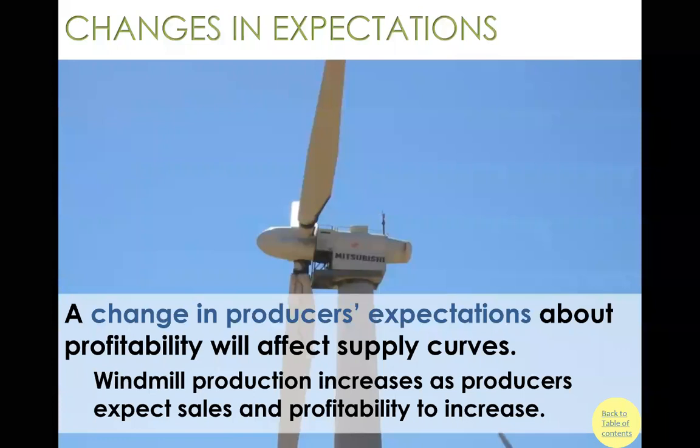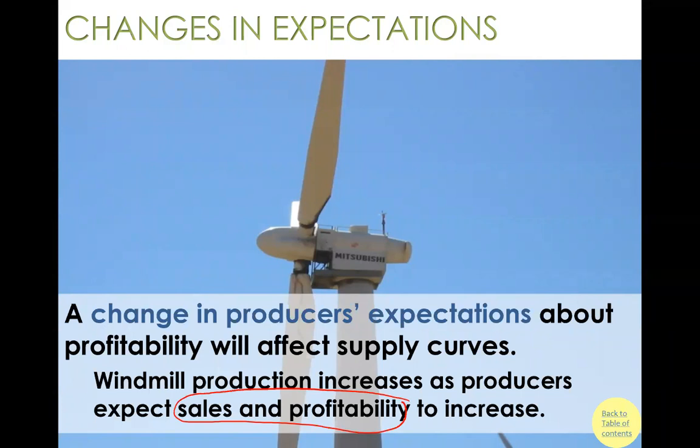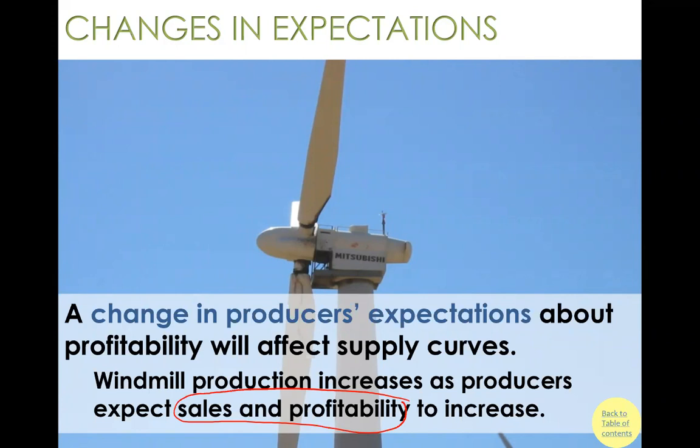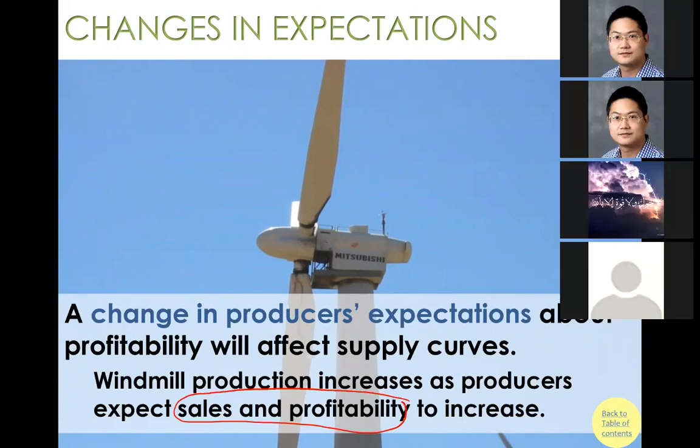So windmill production increases as the producer expects sales and profitability to increase. Right? And what can cause sales and profitability to increase in the future? It could be that people care about climate change. Could be a better technology in the future. Right? So this is how expectation affects the supply.